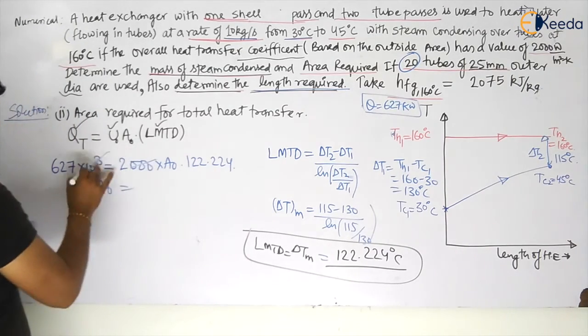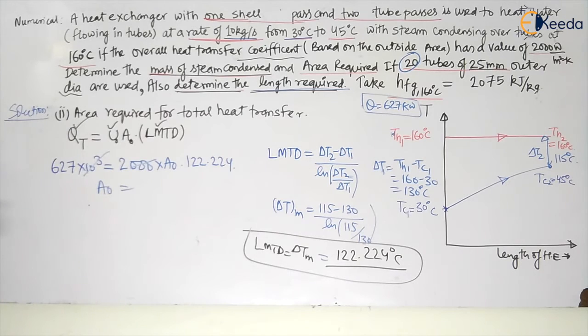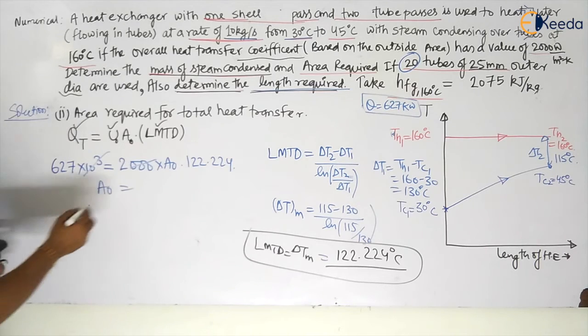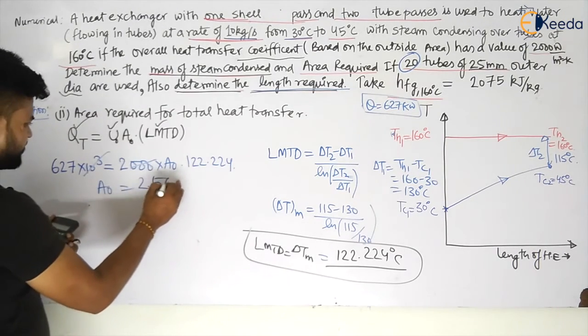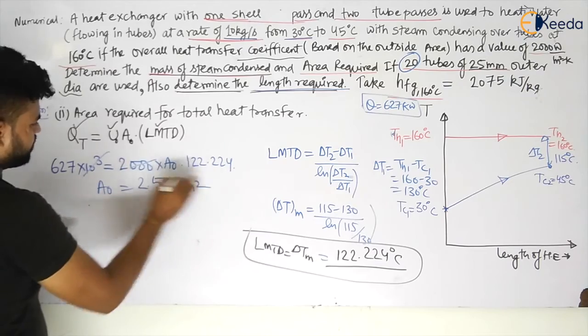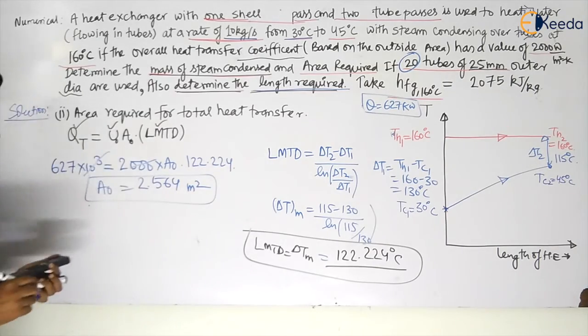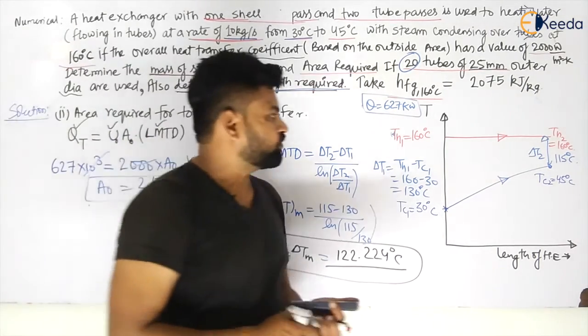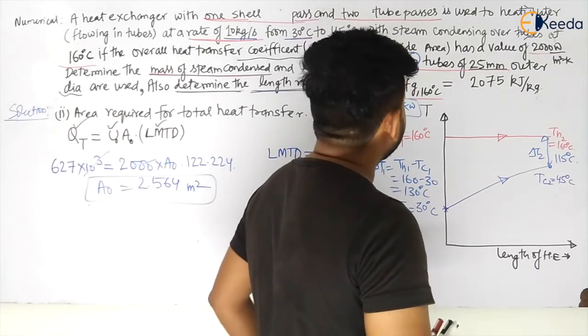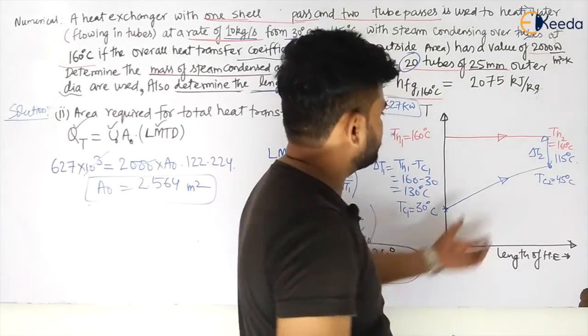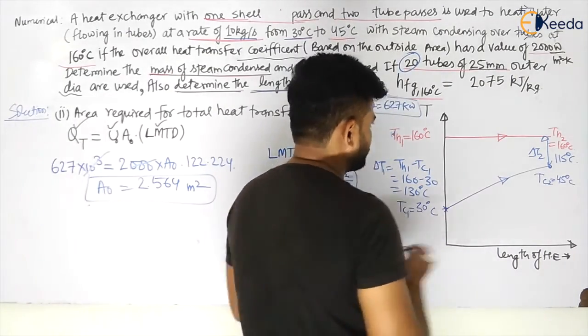Yes. These three will go like this. So 627 divided by 2 into this will be 2.564 meter square, my dear students. So we have calculated the area now. So can we calculate the length of the heat exchanger? Can we calculate the length of the heat exchanger?